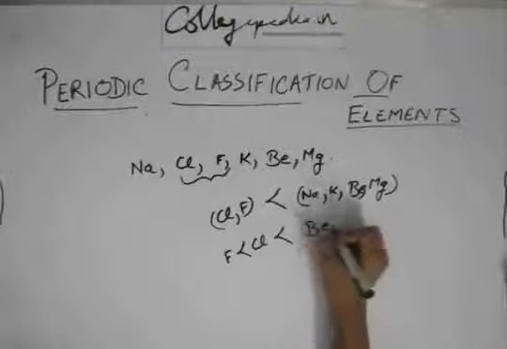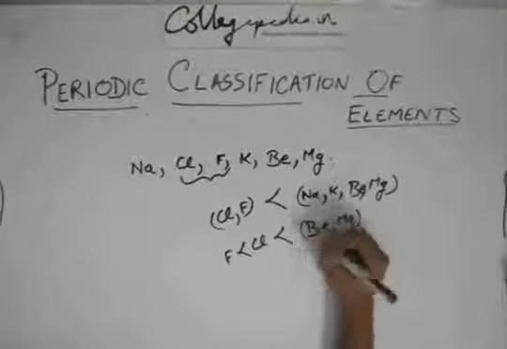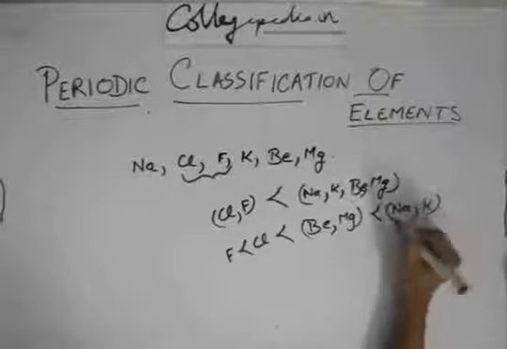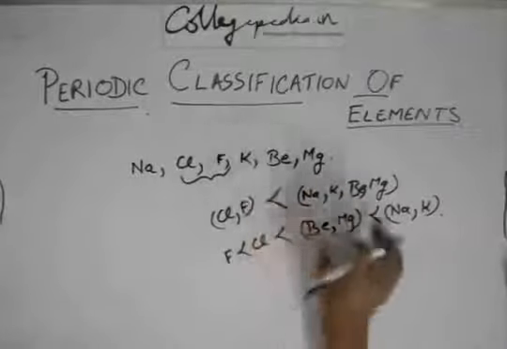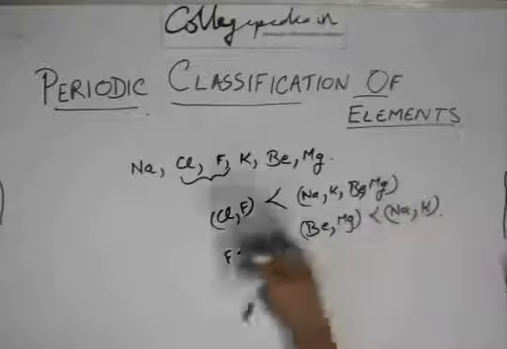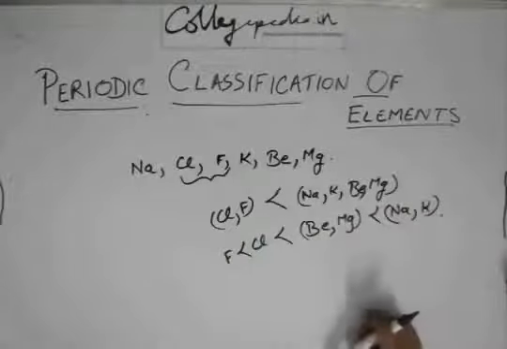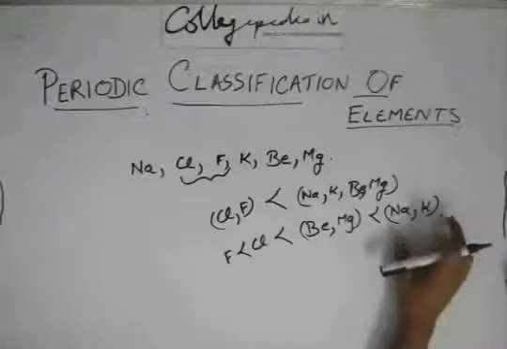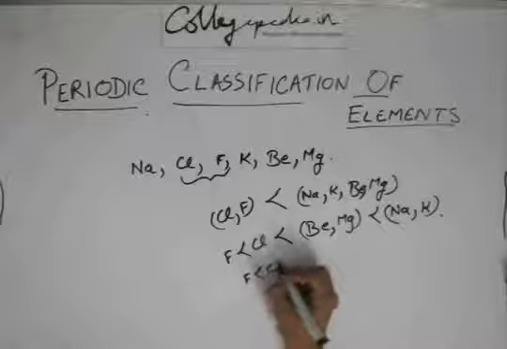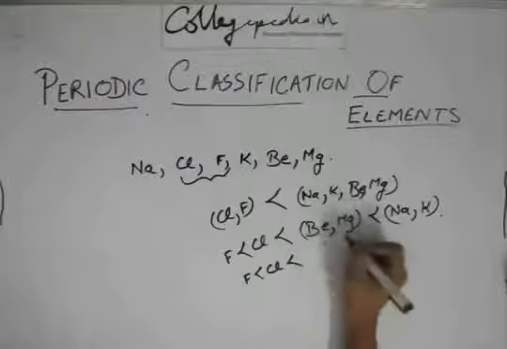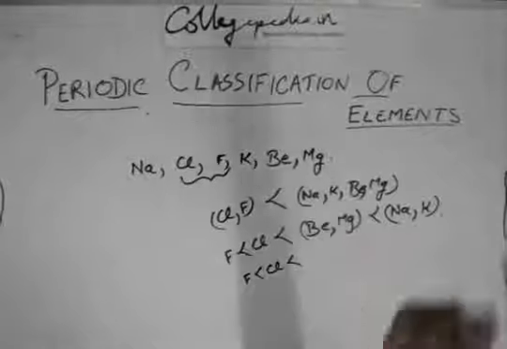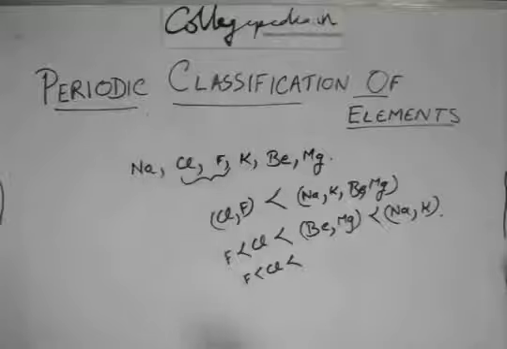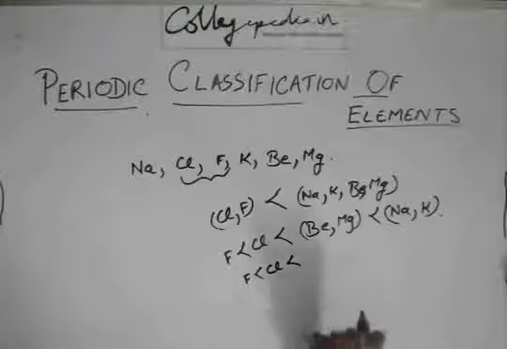So again, you keep beryllium and magnesium separately from sodium and potassium. Try to do it this way using brackets. Although don't show the brackets, just write the final thing and explain it. So beryllium and magnesium, then sodium and potassium. So fluorine less than chlorine less than that. Now coming to these two. Beryllium lies higher in the group, and the one which lies higher in the group is always less metallic because it has a smaller size.